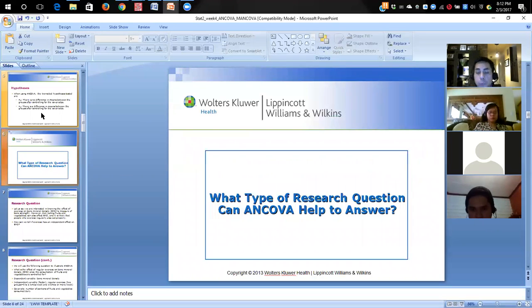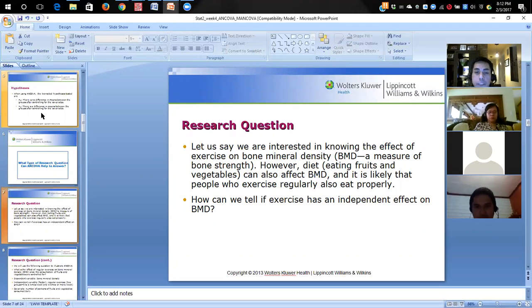The next one is, what type of research question can ANCOVA help to answer? Well, let's say we're interested in looking at the effect of exercise on bone mineral density. We know that bone mineral density is a measure of bone strength. Women are particularly affected. Women are definitely at risk for low bone mineral density because of their hormones, and also because they don't engage in a lot of physical and heavy athletic activities.